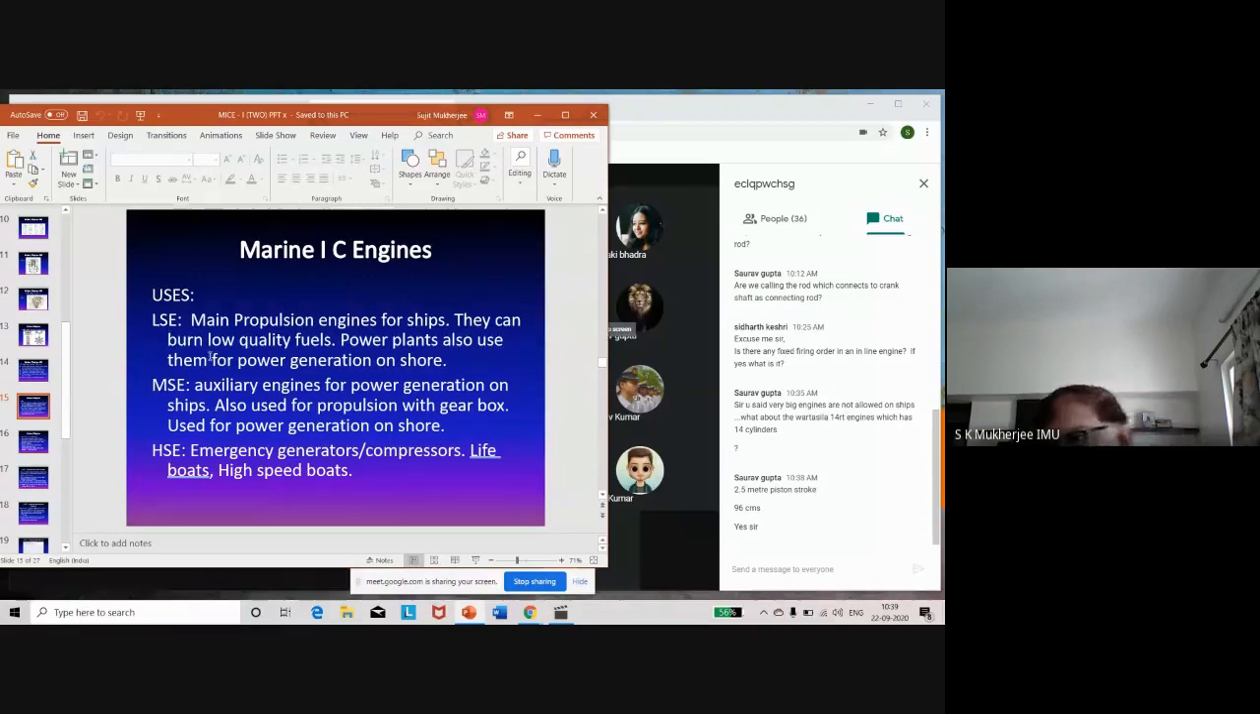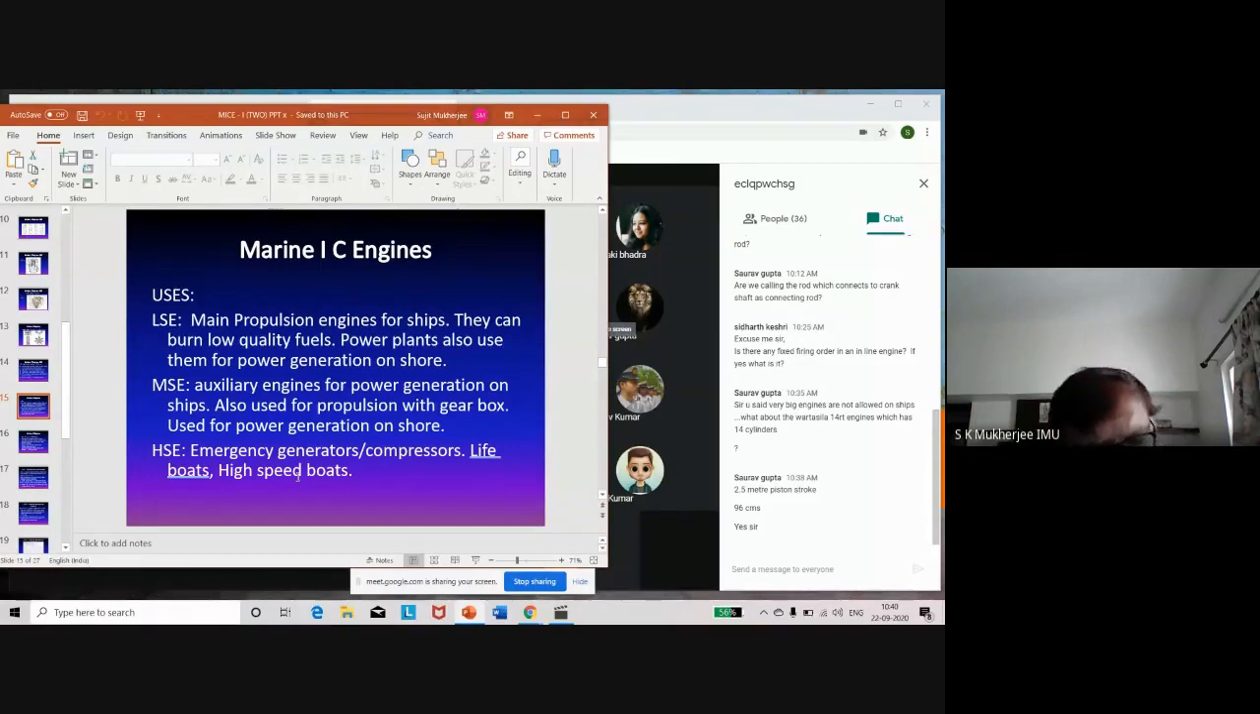I want to finish this PowerPoint. It's already 10:35. So medium speed engine, auxiliary power generation, gearbox used for power generation on shore. Emergency generators, compressors, lifeboat, high-speed boats. Emergency generators use high-speed engines, but our work with high-speed engines will be very limited. Normally, emergency generators, we never overhaul. The entire job is done by shore staff. So if at all the emergency generator is taken ashore, it is brought back after overhauling. So that's the way it is.